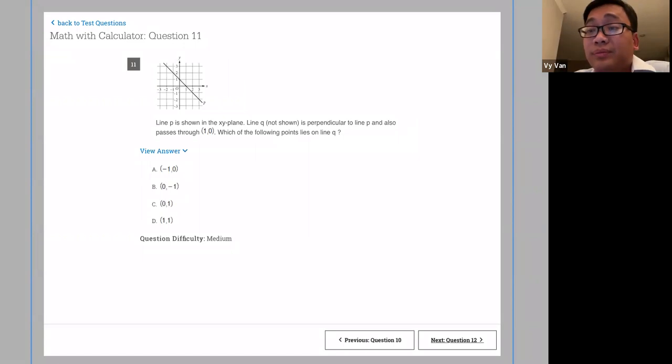Number 12. So line P is shown in the xy-plane. Line Q is perpendicular to line P. So let's look at line P. The slope of line P is rise over run, so it goes down, so it's -1. So let's find out the slope of line Q.